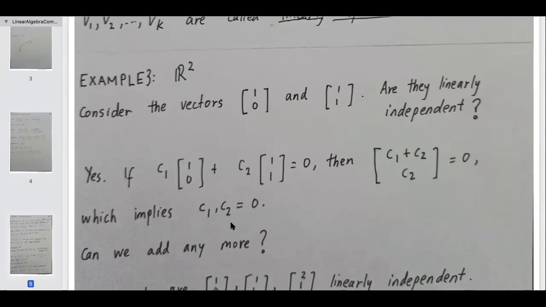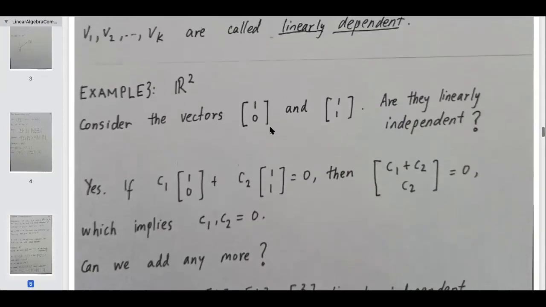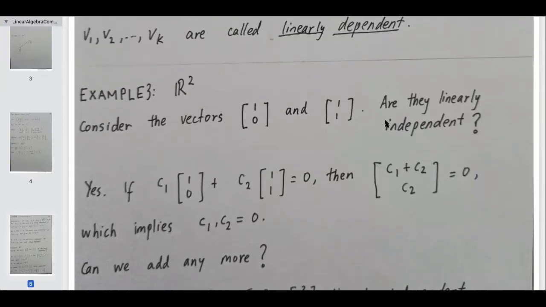So now you may ask, to these two vectors in R2, can I add any other vector and still maintain the property that these vectors are linearly independent? So can I add a third vector, say 2 1, something like that, and still make sure that they're linearly independent?